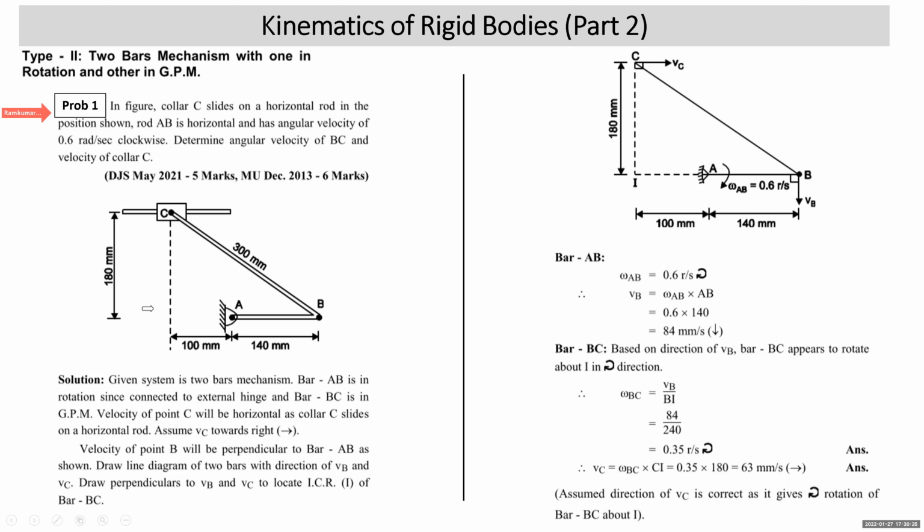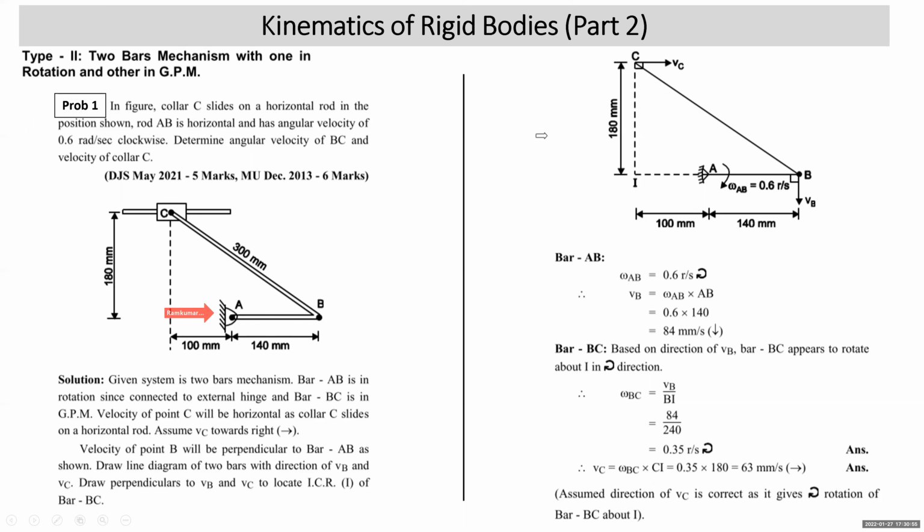Now, if you look at this diagram, here it is a 2 bars mechanism. What are the 2 bars? AB and BC. B is the internal hinge. Bar AB and bar BC are connected at B by an internal hinge. Then, since bar AB is connected to the external hinge at A, we understand that bar AB is in rotation and bar BC is in general plane motion.